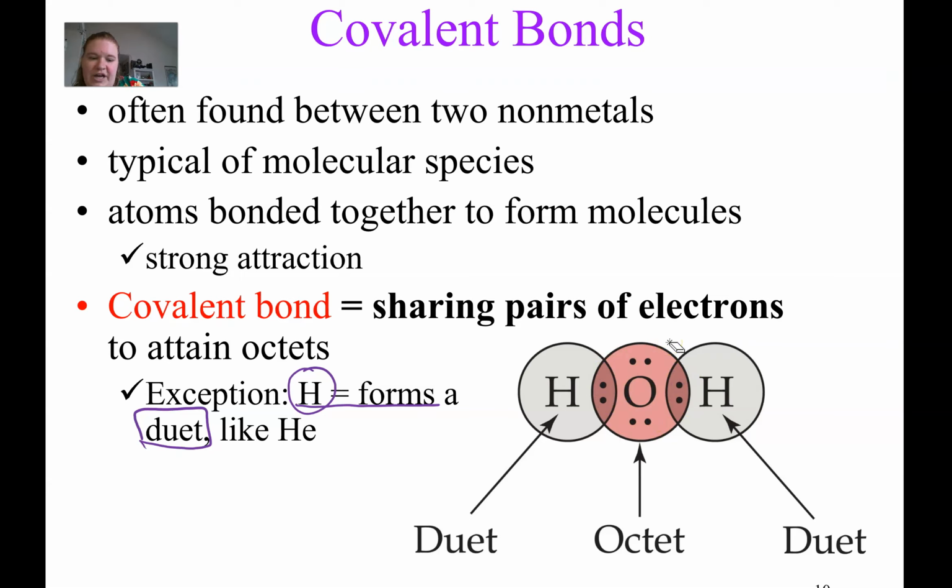And then if we look at each hydrogen, this hydrogen has a duet and this hydrogen has a duet. And the electrons that are in that overlapping zone are being shared by the oxygen and the hydrogen. So the ones that I have circled right now, that is representing a covalent bond because those are the shared electrons.